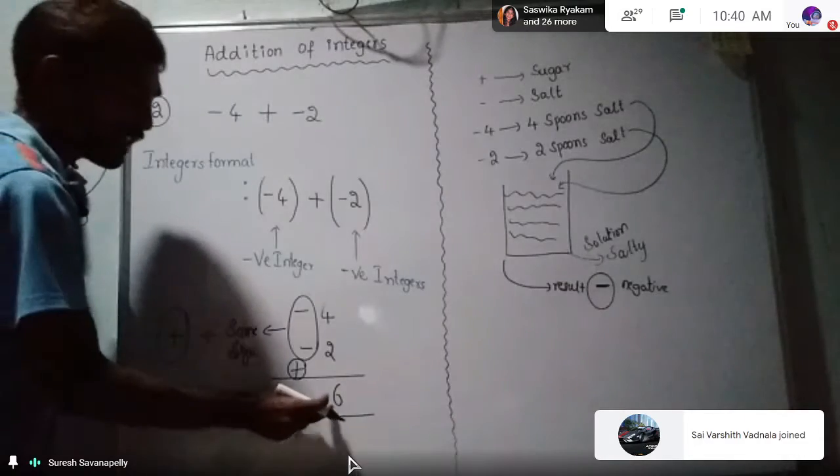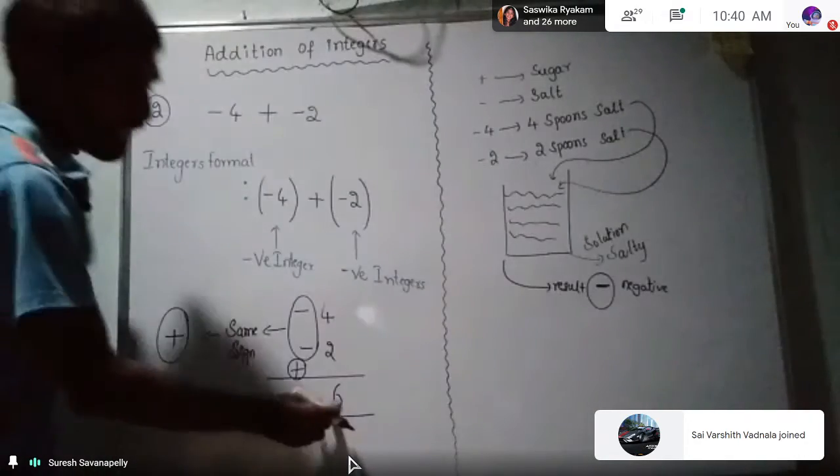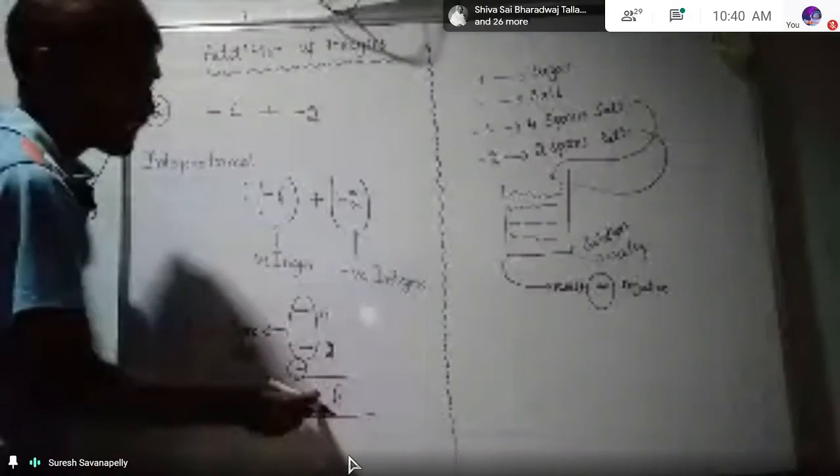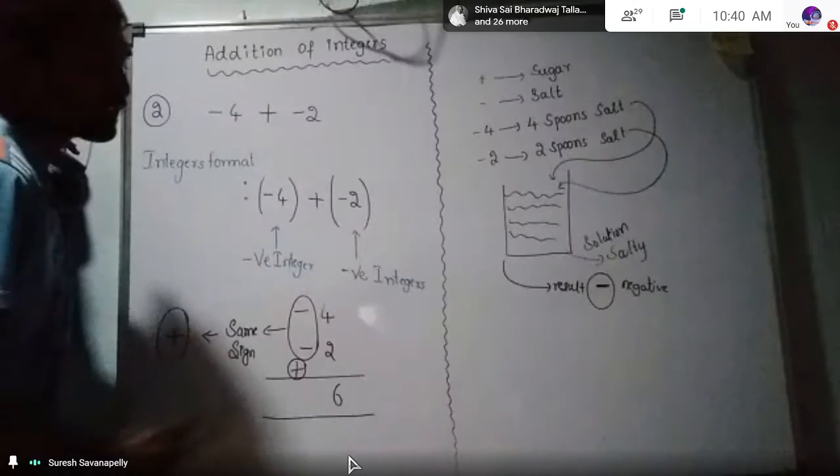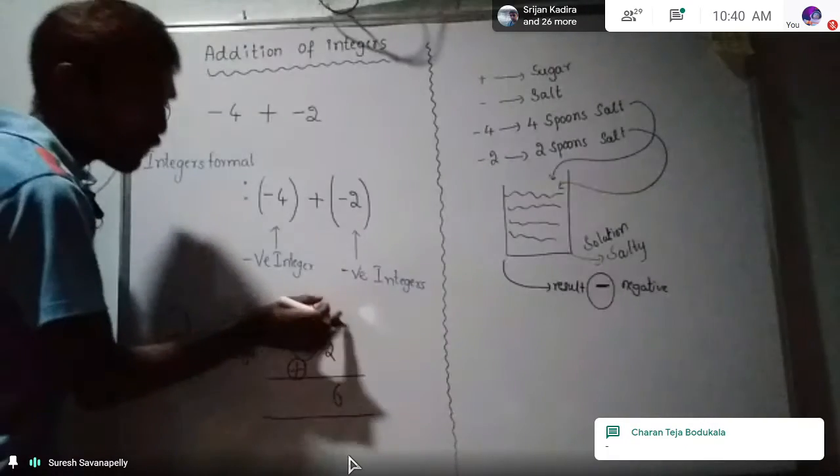Okay, now you got the result. But what is the sign of this one? The bigger number sign we should keep. What is the bigger number? 4 is the bigger number.